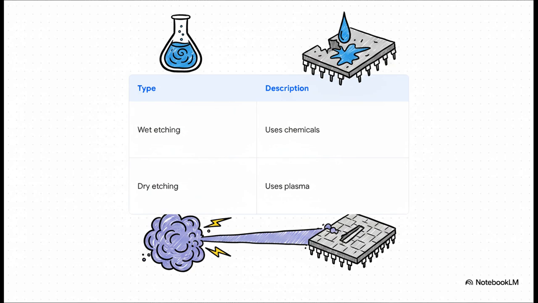Now, there are a couple ways to do this. There's wet etching, which uses liquid chemicals to dissolve stuff away. It works, but it's not super precise. For the really fine, detailed work, you need dry etching. This uses an ionized gas called a plasma to basically blast away material with incredible precision, almost one atom at a time. It's this level of control that lets us build smaller and more powerful chips.